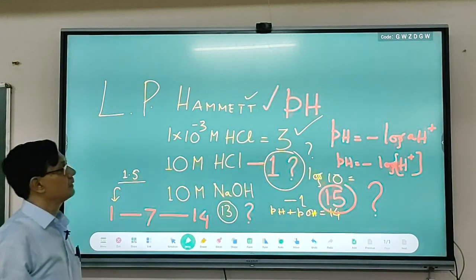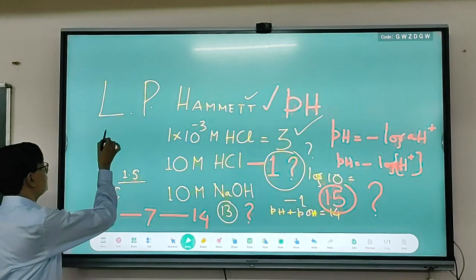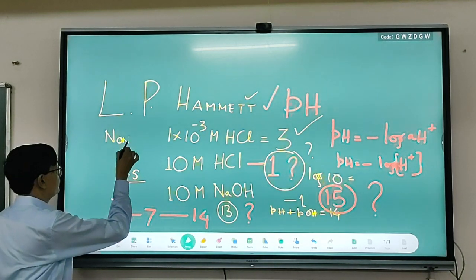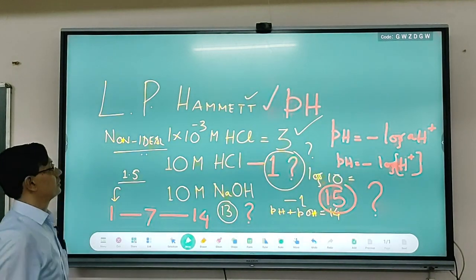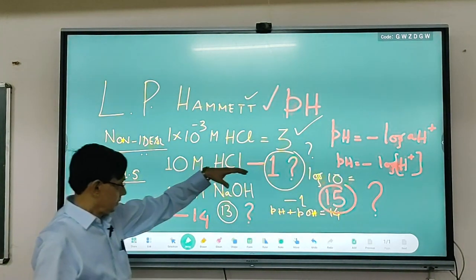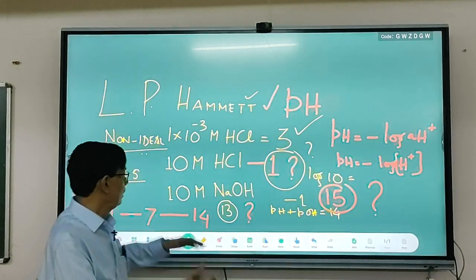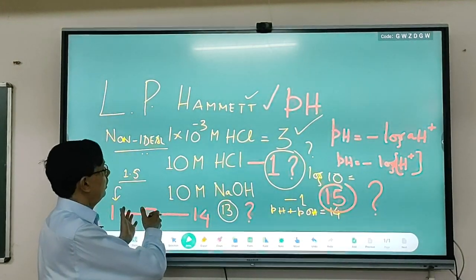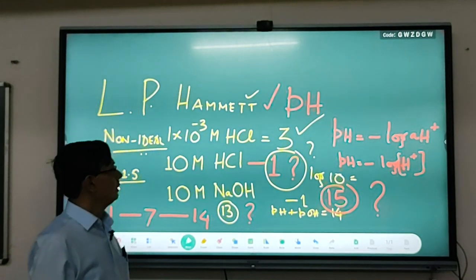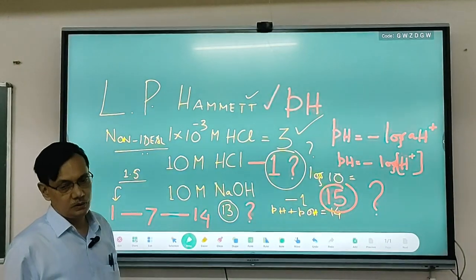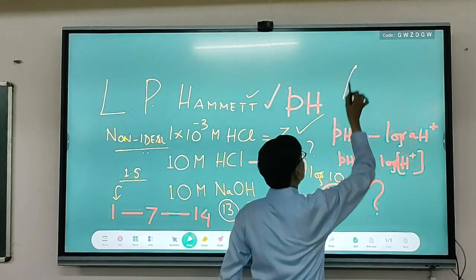who discovered this concept of non-ideal acid or base solutions, which is called non-ideal. That means this Sorensen pH scale is not applicable for non-dilute acidic solution or non-dilute basic solution. So therefore, a new concept is required, and that is called acidity function.